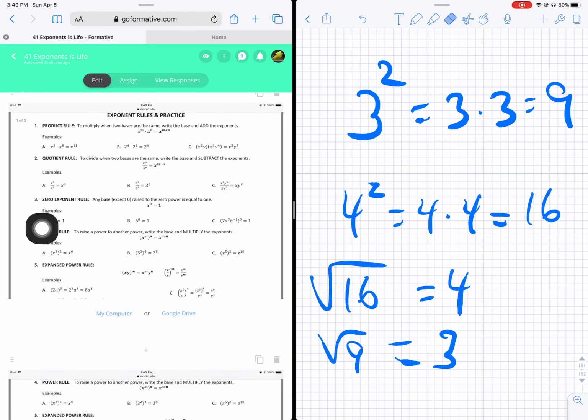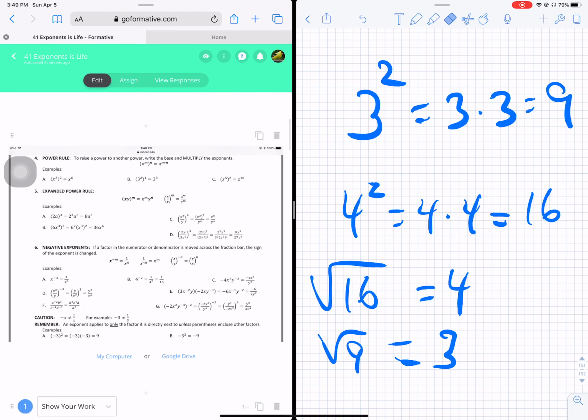Here's your zero rule. So I guess we did these and these. You have a lot more algebra in life, and that algebra will use these again. So keep that in mind.